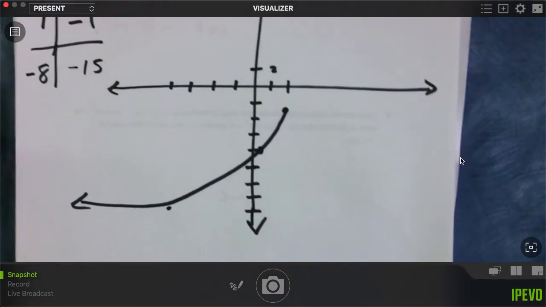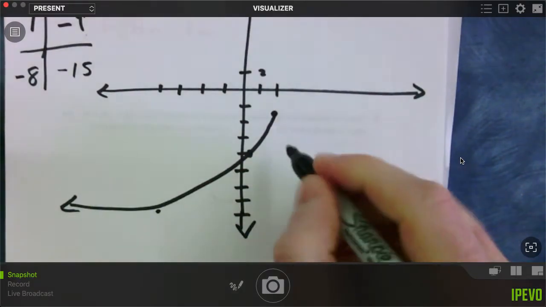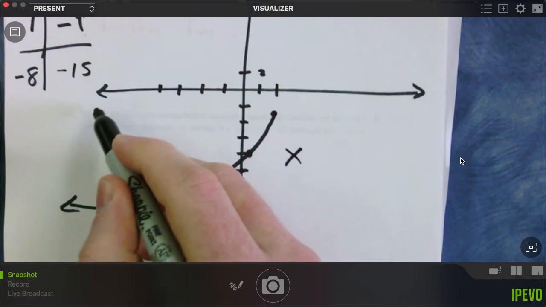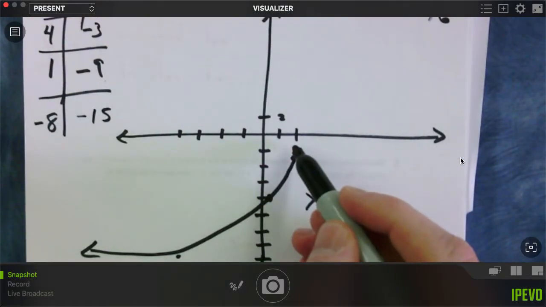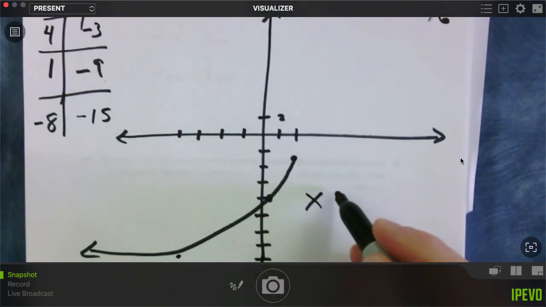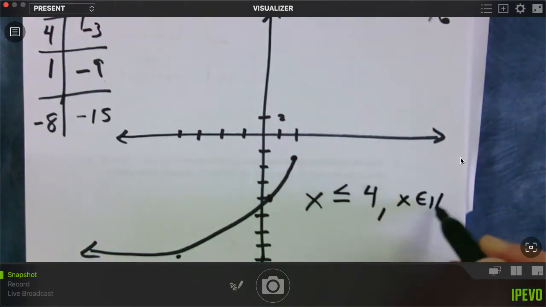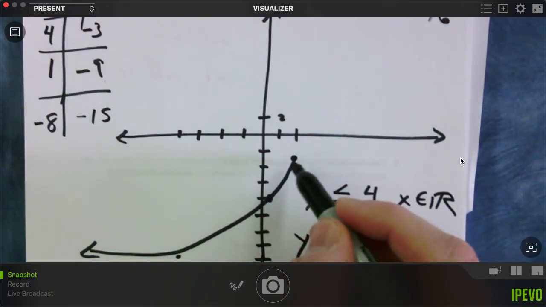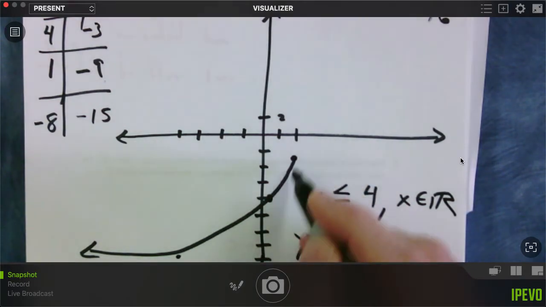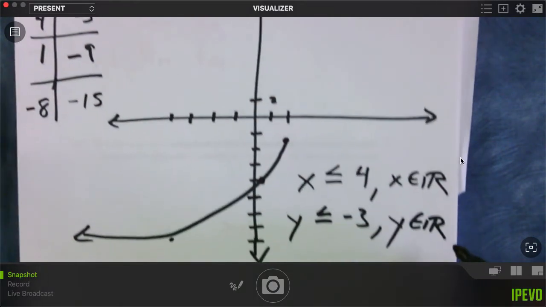And also, for everybody in the room, we didn't do domain and range, so let's do that. When you have a negative in the root sign, x has to be negative to make things work. It starts out positive, but then goes negative. So x is less than or equal to 4, and it's an element of the reals. And y is less than or equal to -3. It only gets more negative from there. y is an element of the reals.